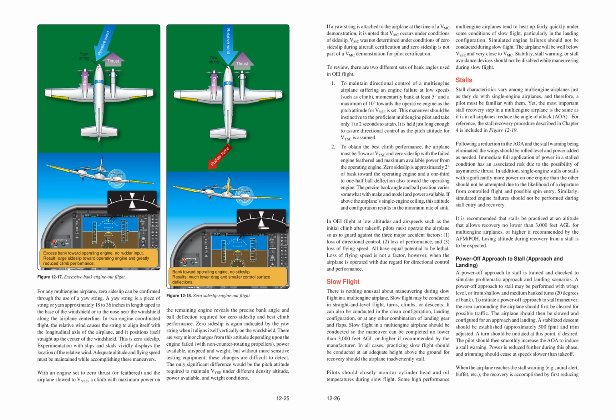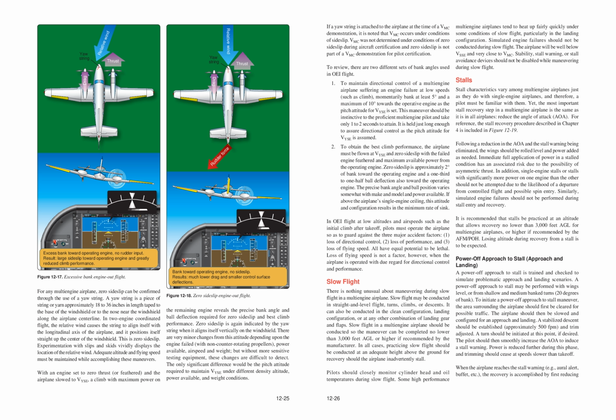2. To obtain the best climb performance, the airplane must be flown at Vyse and zero sideslip with the failed engine feathered and maximum available power from the operating engine. Zero sideslip is approximately 2 degrees of bank toward the operating engine and a 1/3 to 1/2 ball deflection also toward the operating engine. The precise bank angle and ball position varies somewhat with make and model and power available. If above the airplane's single engine ceiling, this attitude and configuration results in the minimum rate of sink.